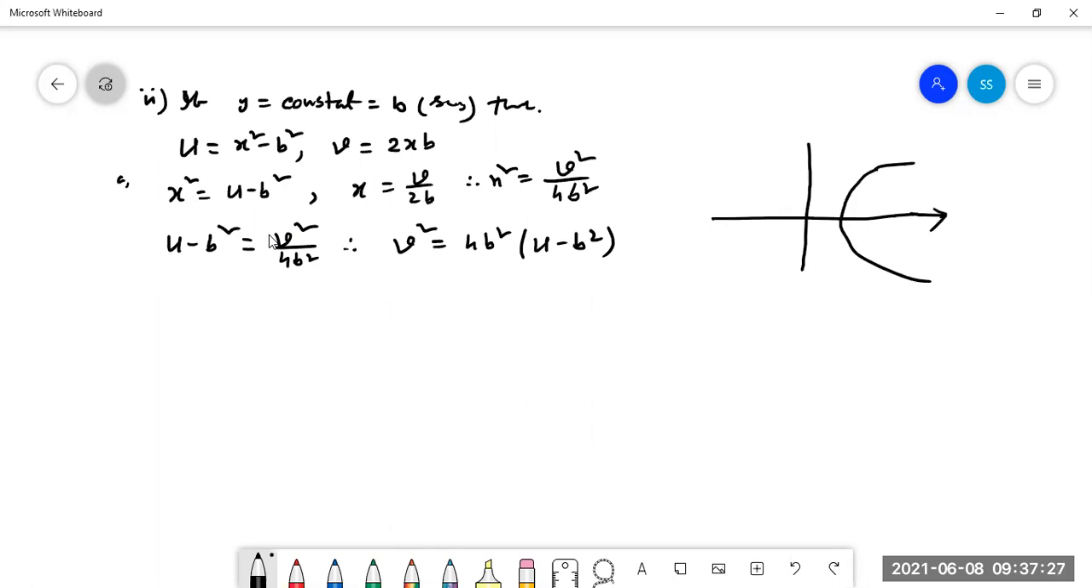Isn't it? In the w plane, this is the u axis and this is the v axis. It is 0. In the w plane it is a parabola like this, no? This is the point 0 comma b square. Sorry, it is here actually. This one. This one is not 0 comma b square, no? So this is not the same thing.